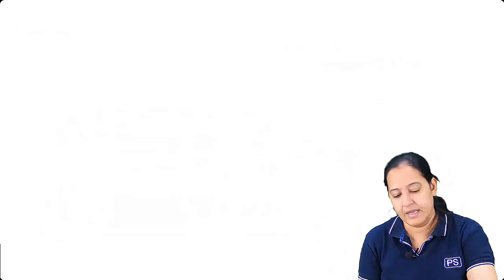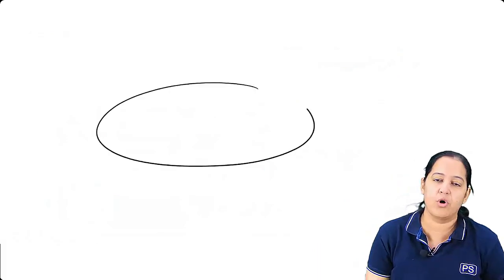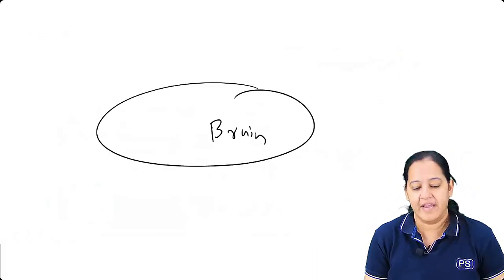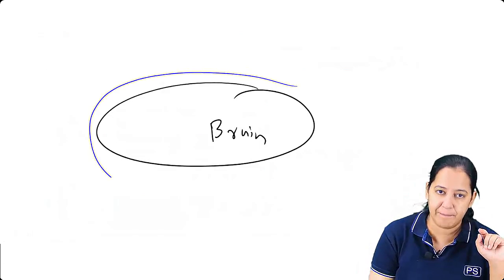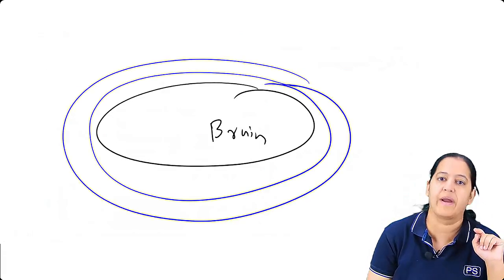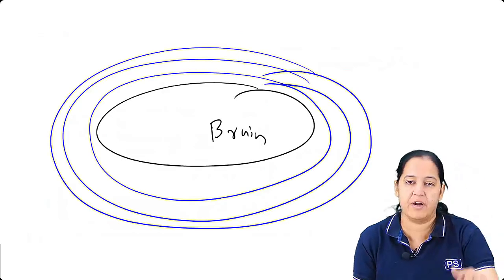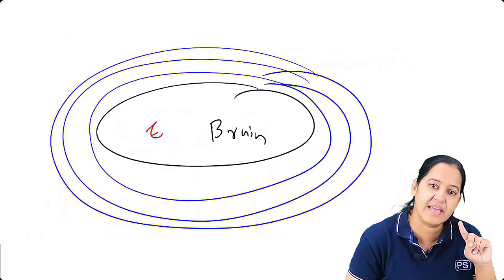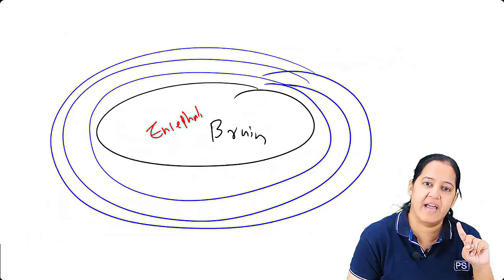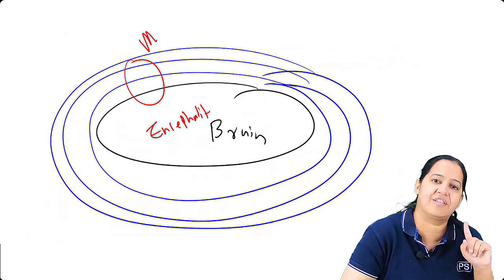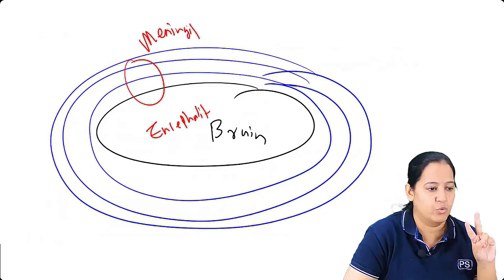Listen, let me tell you something. I don't know whether you know or not. This is the brain, hai na? In the brain, we have three meninges. You may be knowing, pia mater is the innermost, then arachnoid, then dura mater. So in the brain, there are two things. If the brain's inflammation, it is known as encephalitis. And if the meninges' inflammation, it is known as meningitis. In the brain, there are two types of inflammation.